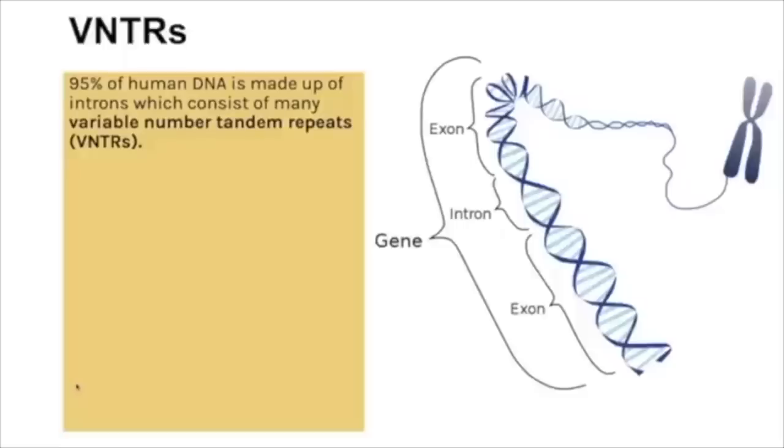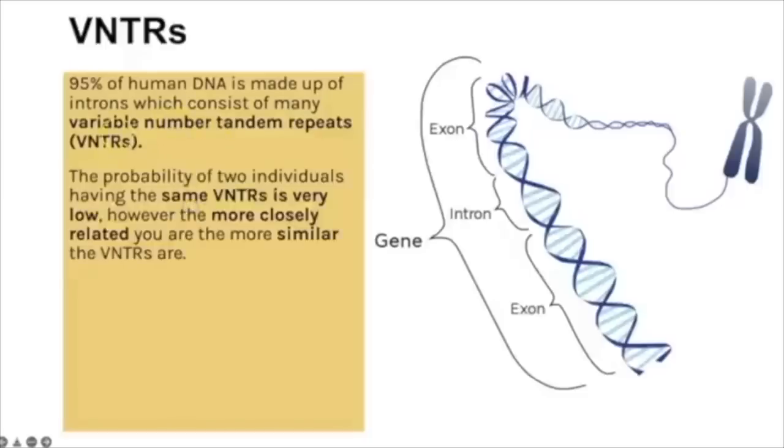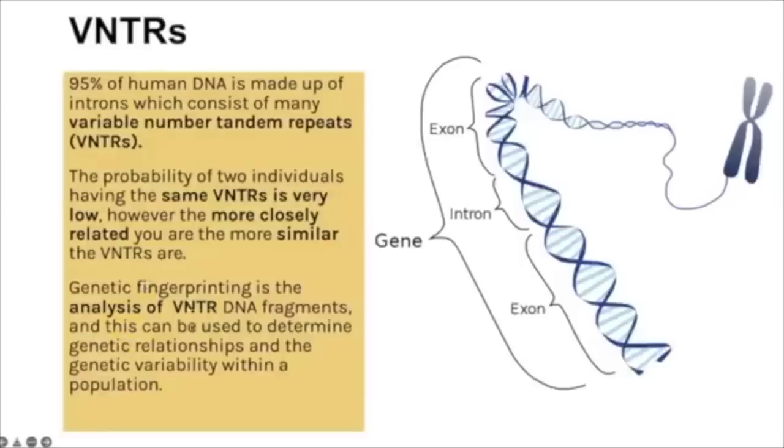So next we go on to this concept of genetic fingerprinting, which is a way to examine DNA. And this uses VNTRs in your DNA. And 95% of human DNA, or sometimes the estimate is actually around 98%, is made up of introns. Introns do not code for amino acids, and they contain VNTRs, variable number tandem repeats. And what this means is you have sequences of DNA just repeated over and over and over. And the probability of two different individuals having the same VNTRs is very, very low. However, the more closely related you are, the more similar your VNTRs are. And therefore, genetic fingerprinting analyzes the VNTRs in your DNA, and it can use this to identify genetic relationships and also variability within a population.